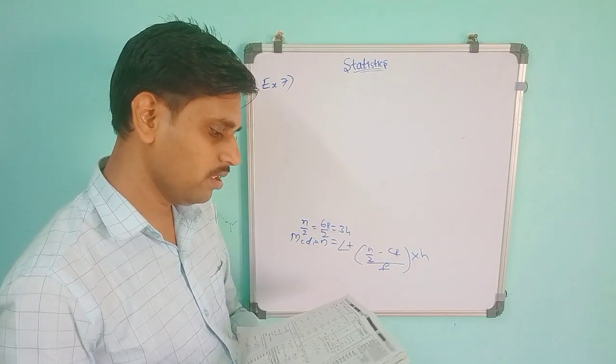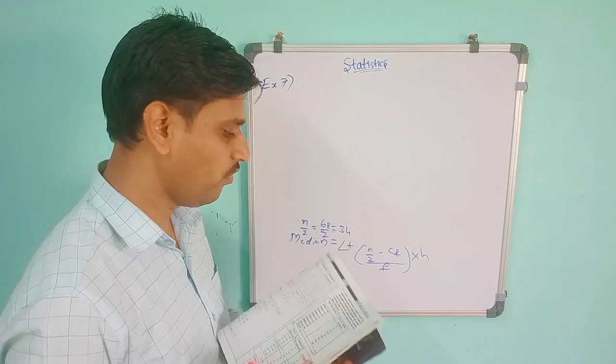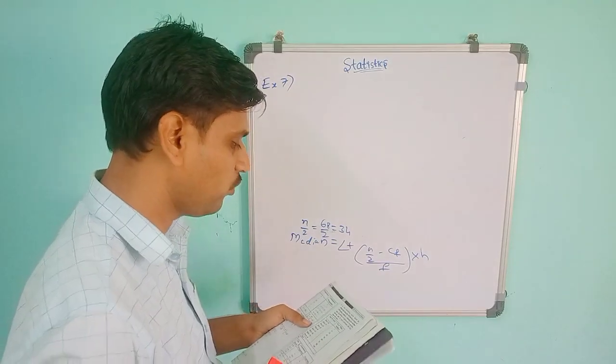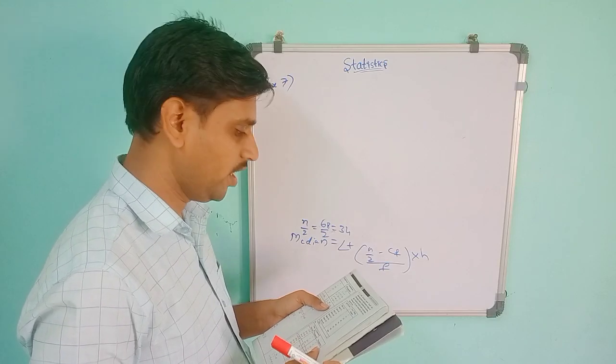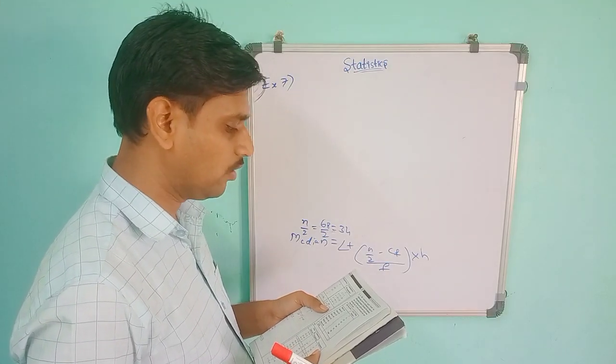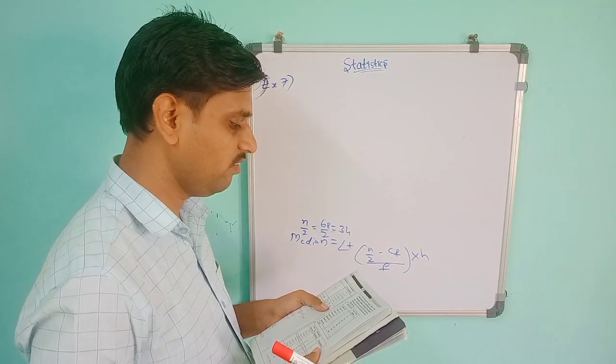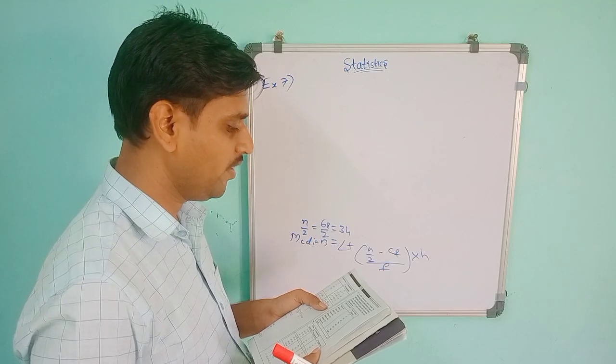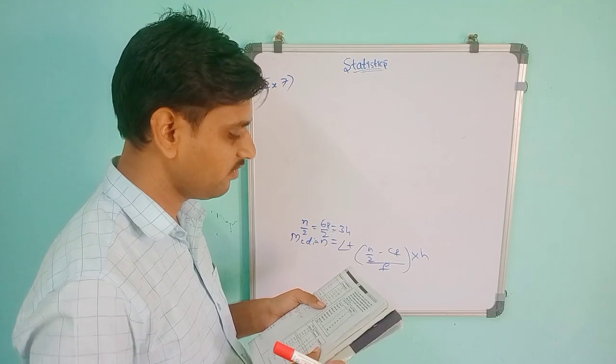Third problem: a life insurance agent found the following data for the distribution of ages of 100 policy holders. Calculate the median age, if policies are given only to persons having age 18 years onwards but less than 60 years.